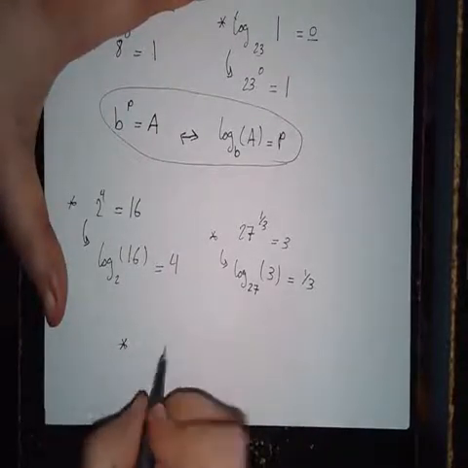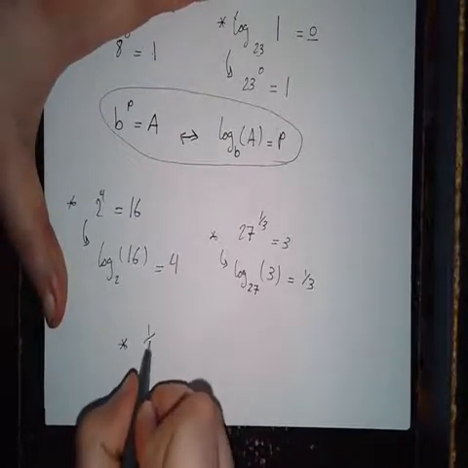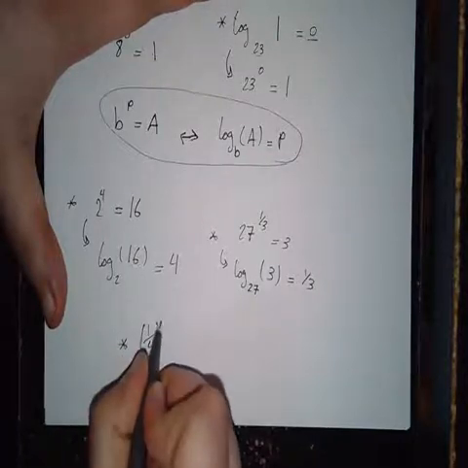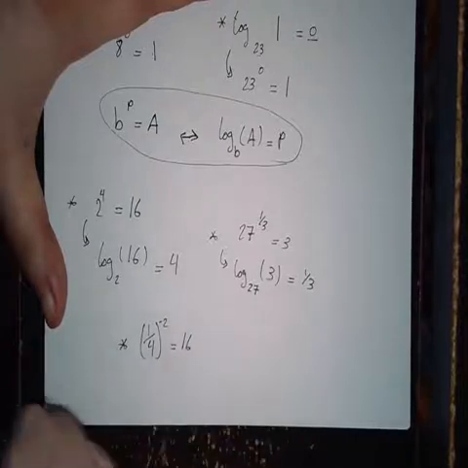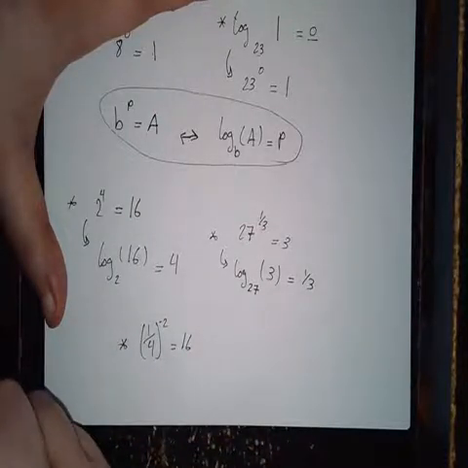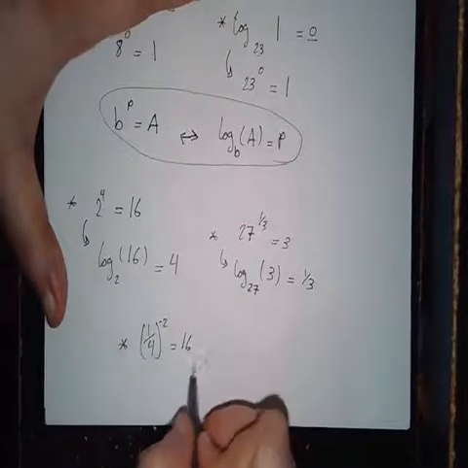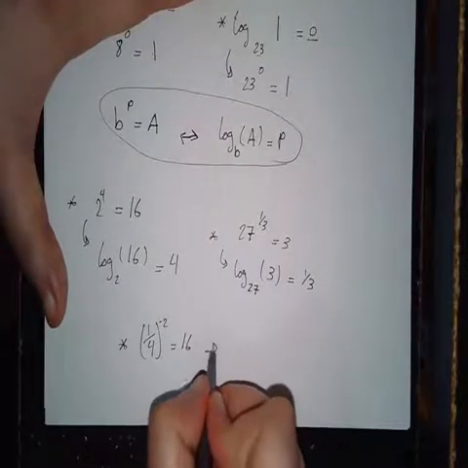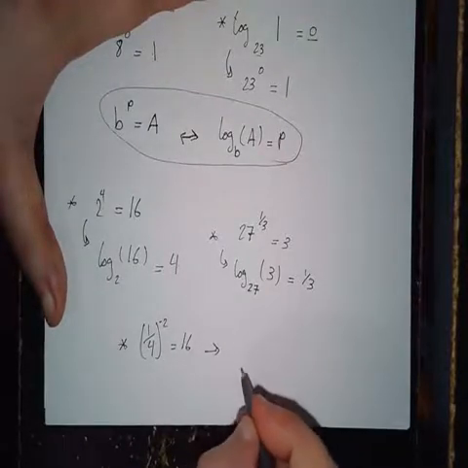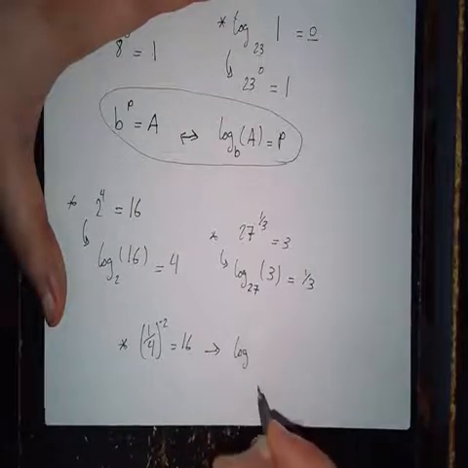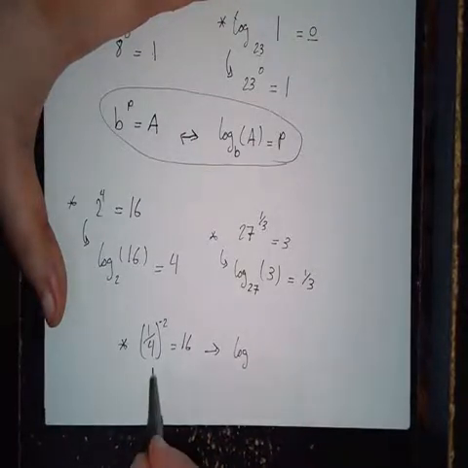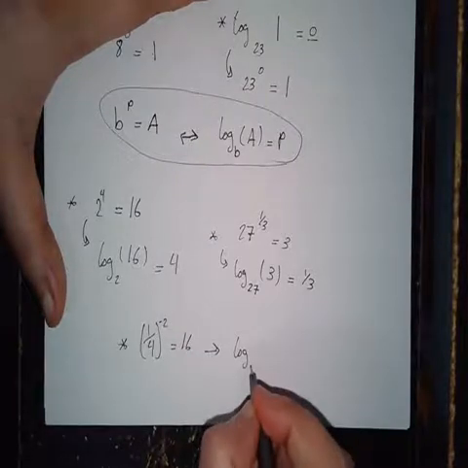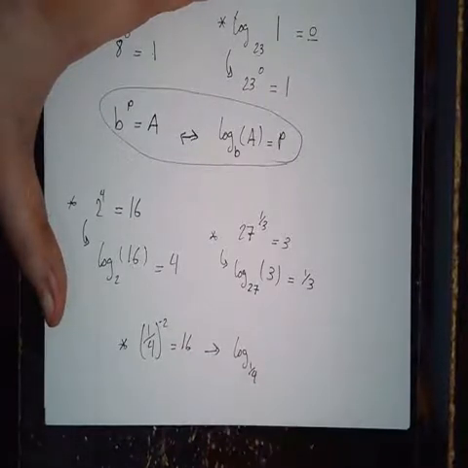How about this one? You have 1/4 to the -2 power, which equals 16. Okay? So, if I wanna convert this to log form, here we go. Log base what? What's my base? It's the 1/4. So 1/4 goes on the bottom.